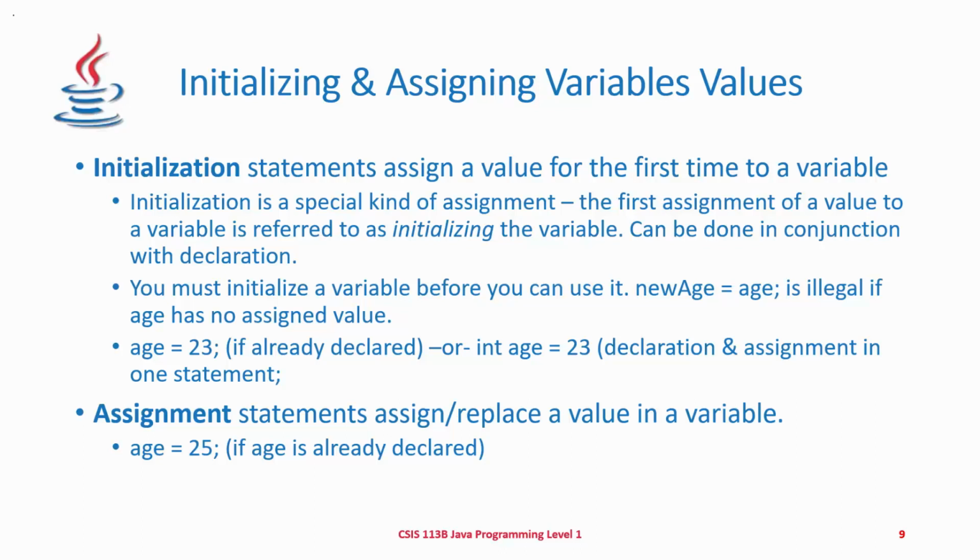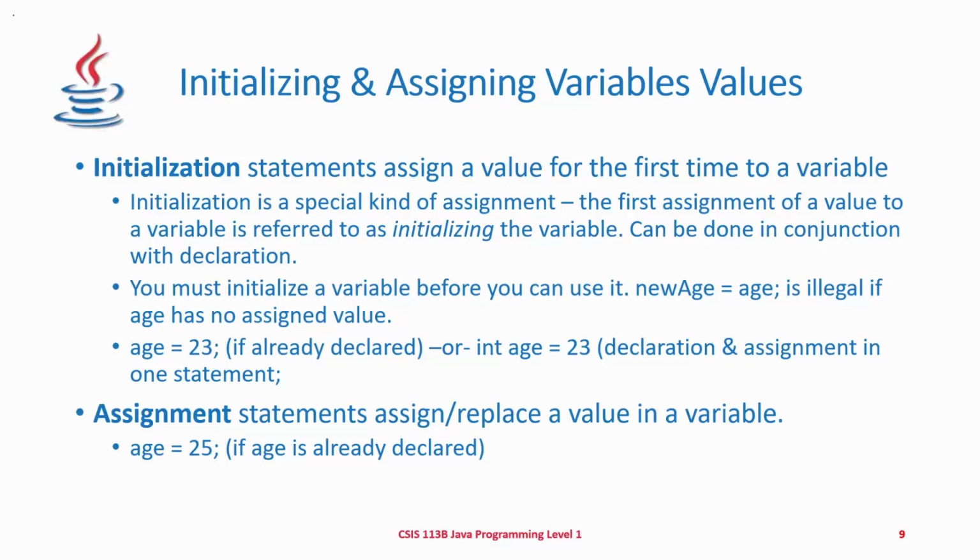This example uses new age is equal to age, so we're assigning whatever is stored in the age variable now to another variable which is named new age. However, new age has not been declared yet, so that's an illegal statement. Since new age has not been declared, since there's not already a location in memory reserved for storing a value for new age, attempting to assign a value to it will throw an error. So that's an illegal statement.